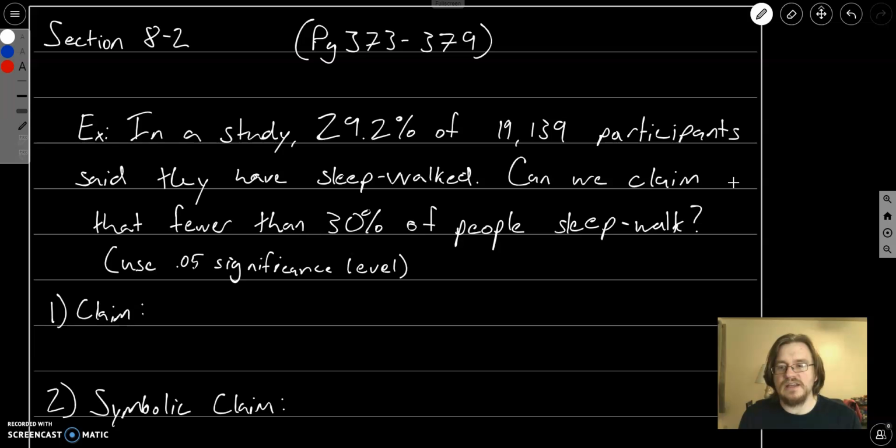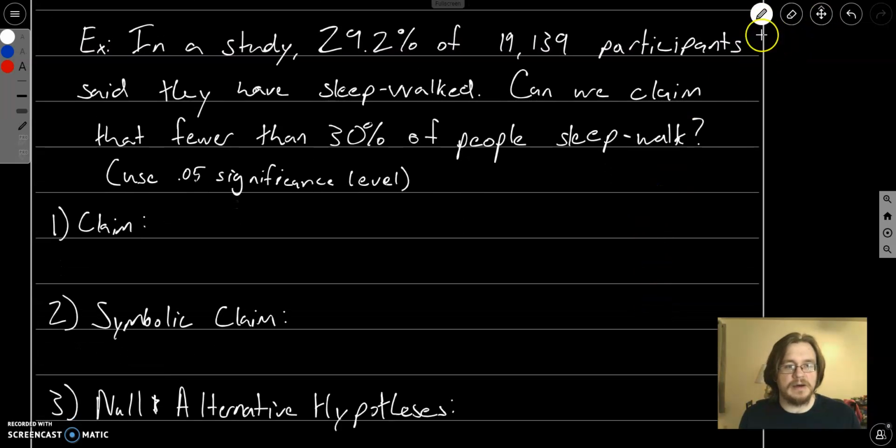We have that in a study, 29.2% of 19,139 participants said that they have sleepwalked. So the question is, can we claim that fewer than 30% of people, of all people, sleepwalk? So here we have some information about a sample, and we want to make a claim about the entire population. So this will be a hypothesis test.